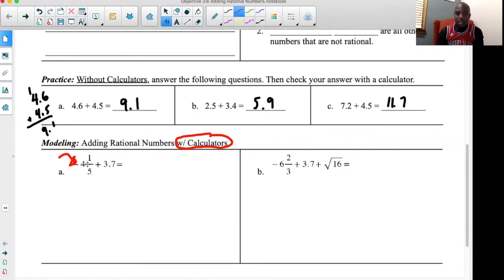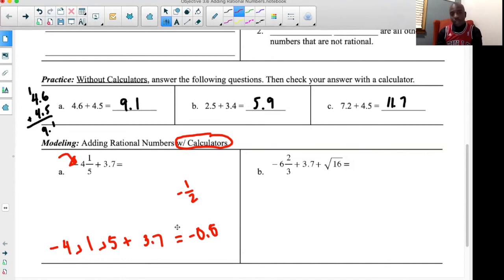You don't have to turn a mixed number into an improper fraction. All you need to do on your calculator is type in -4, ABC 1, ABC 5 plus 3.7. When you type this in on your calculator, you hit enter, it's going to give you the answer. And I don't mind if your answer is a decimal or a fraction today, whichever one you feel most comfortable with. I'm going to write this one specifically as a decimal because it is a decimal: -0.05. Now that can be written as -1/2 if you want to write it as a fraction.